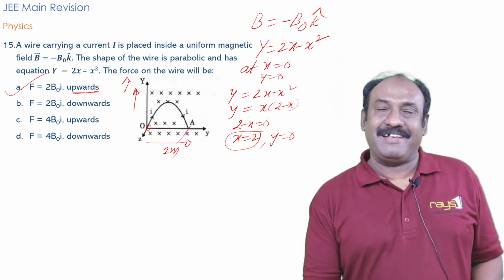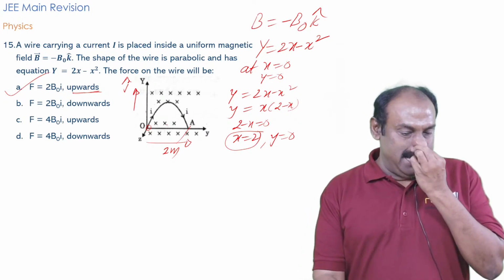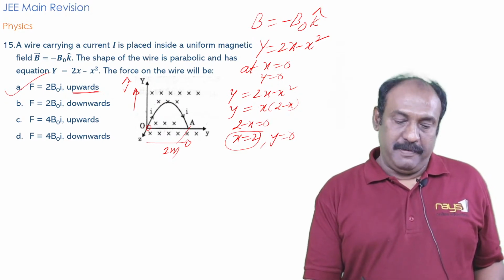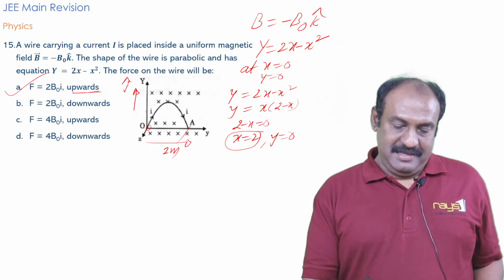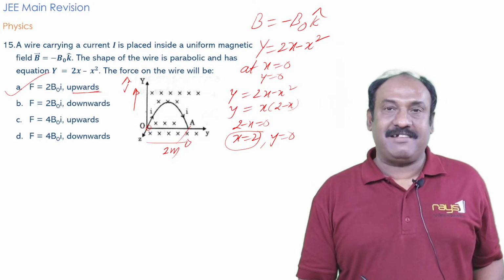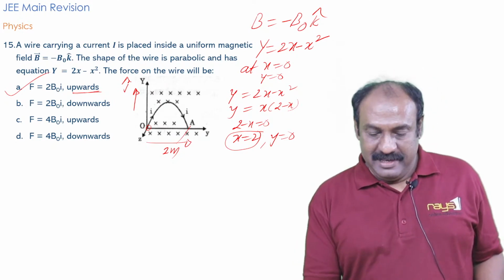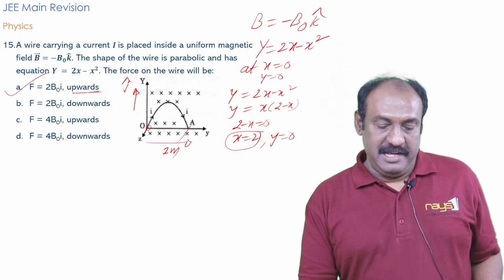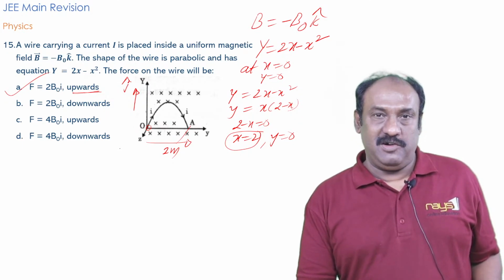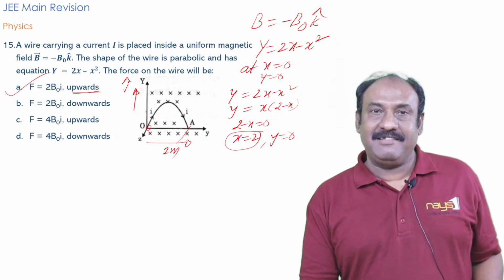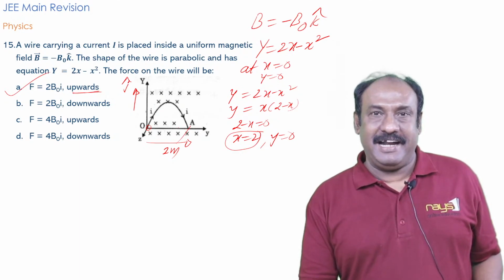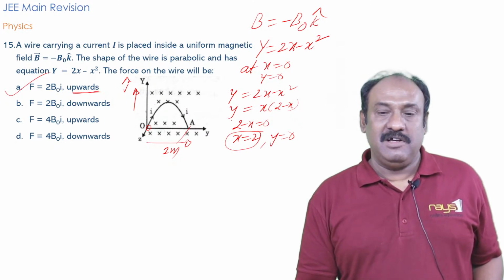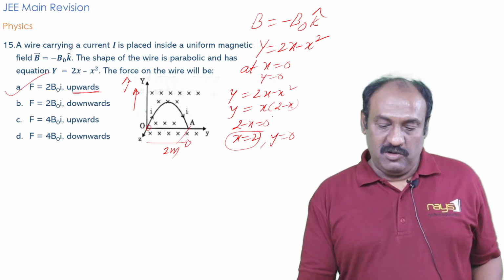So the force experienced by this current carrying conductor, in the form of a parabolic shape, is represented by the function y equal to 2x minus x square. Then here I calculated the length of this wire by putting y value as 0 at x equal to 0, and again at this edge of the current carrying conductor, y becomes 0. So in this equation I substitute y as 0, then we get 2 minus x equal to 0, that is x equal to 2.